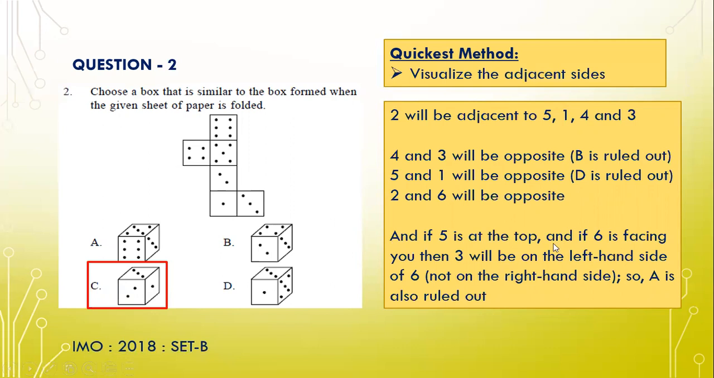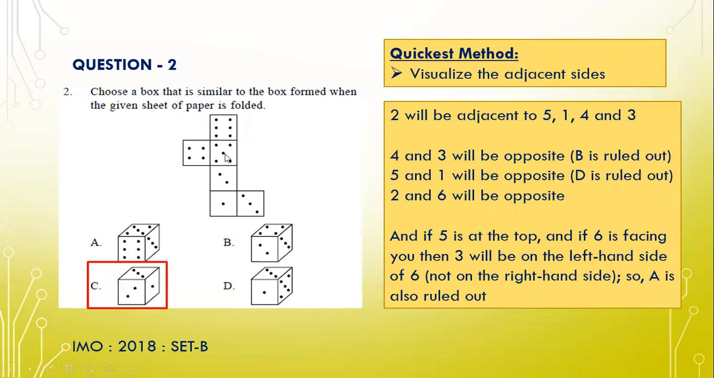So 4 and 3 are opposite. So this cannot be true, because 4 and 3 are opposite. So B cannot be true. 5 and 1 are opposite, so this cannot be true. D cannot be true. So only A and C are the remaining options.